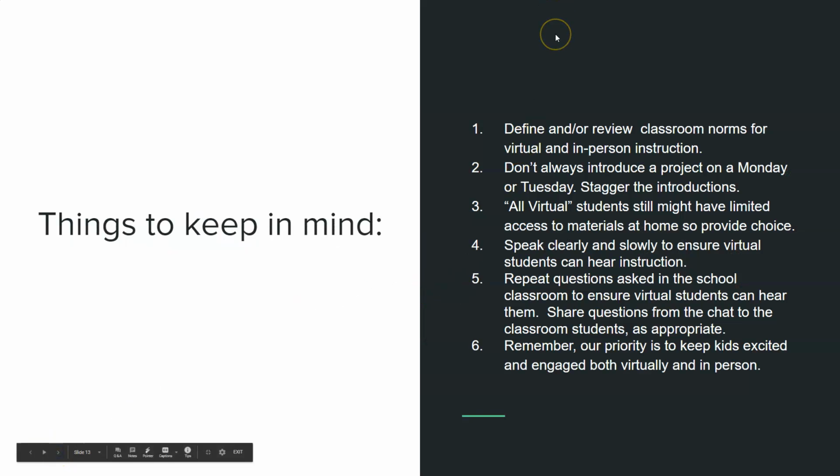Couple things to keep in mind, actually several things to keep in mind. It's important to establish and review new classroom norms for a hybrid model, because you will have students that are in person and you will have students that are virtual. Another thing, don't always introduce a project on a Monday or Tuesday. I would stagger the introductions, because that cohort A might feel like they always get the better instruction or the better introduction of the project. So maybe stagger those. Again, all virtual students still might have limited access to materials, so provide choice.